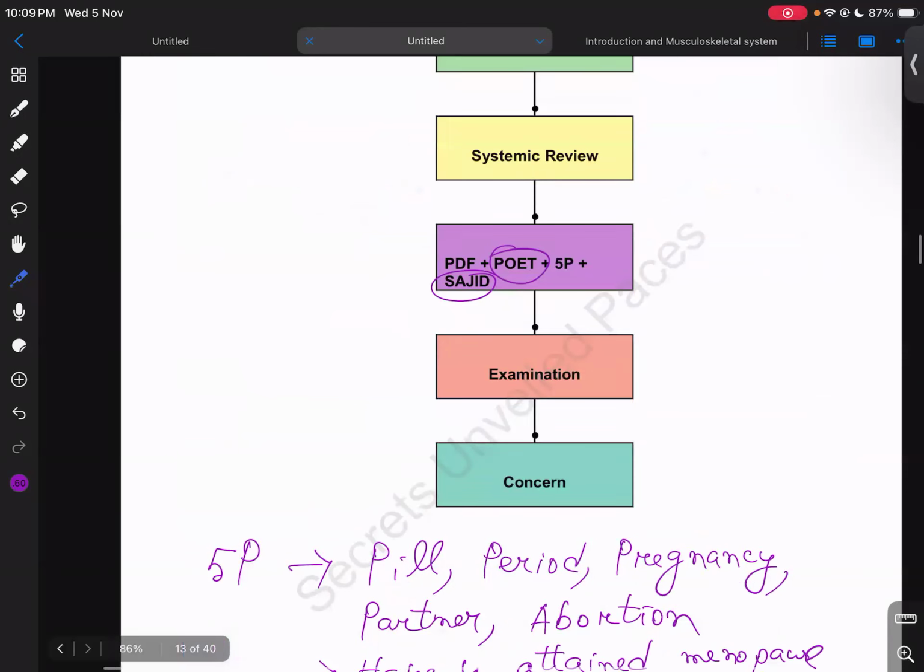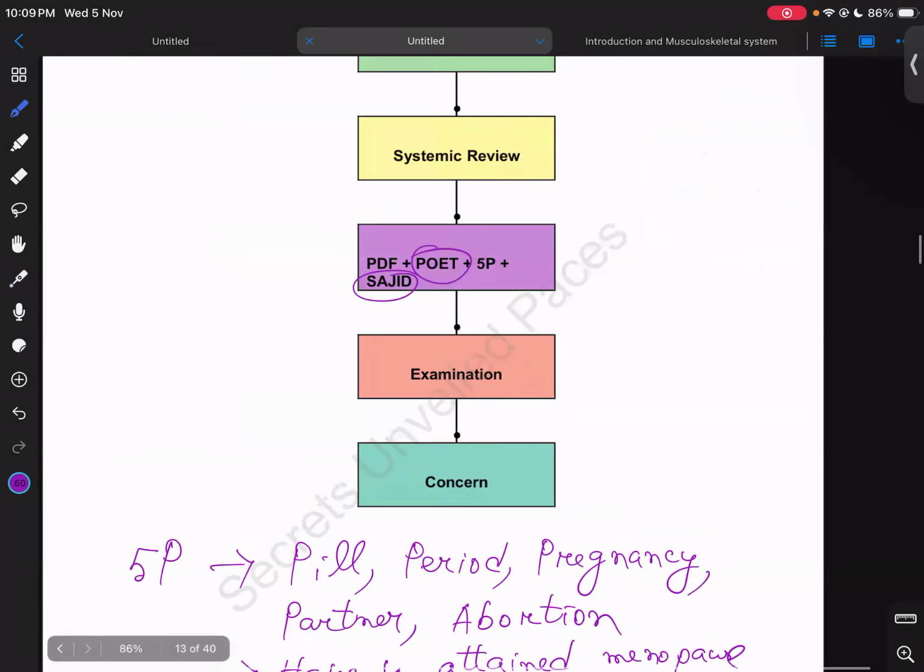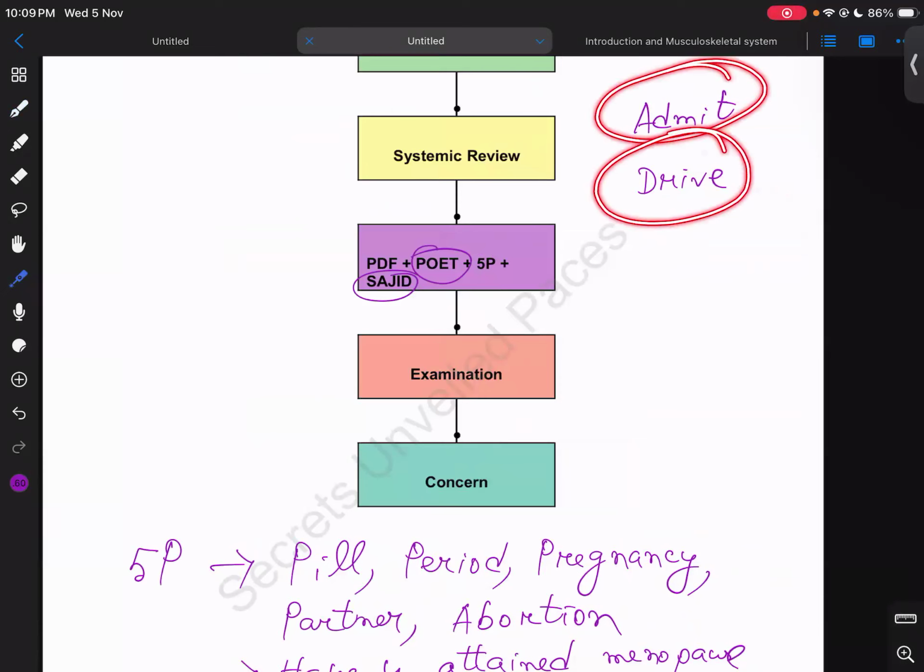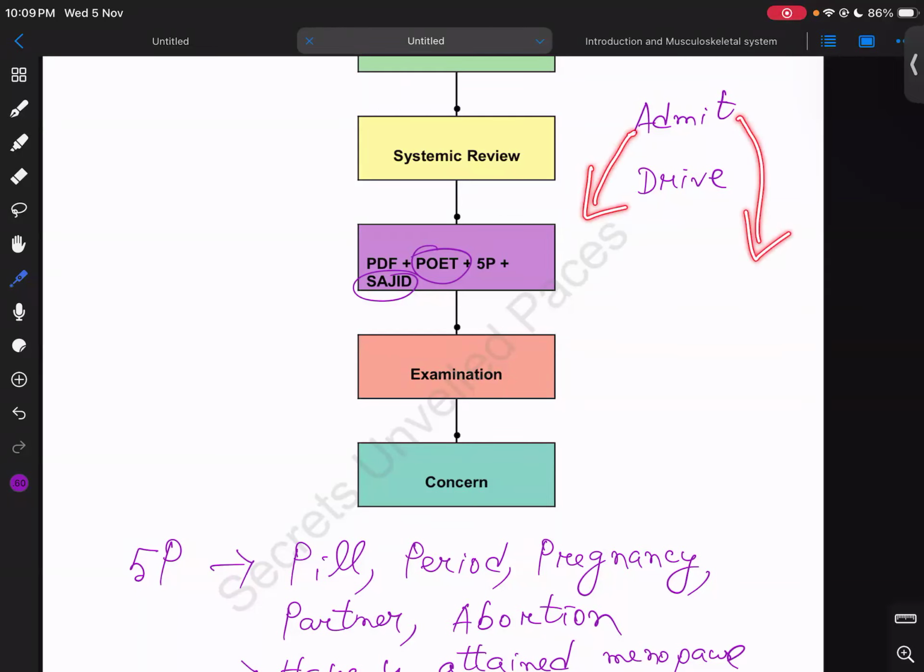Then there is another thing. There are two things where most of the candidates face some problem. One is whether we have to admit the patient or not. Another one is whether we have to tell the patient to stop driving or not. So in the PACES exam, you will be given two cases. One will be an acute case and another one will be a stable case. For the acute case, we have to admit the patient. And for the stable case, we don't have to admit the patient because the British examiners don't like unnecessary admission.